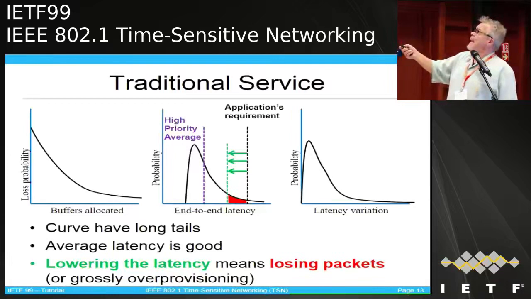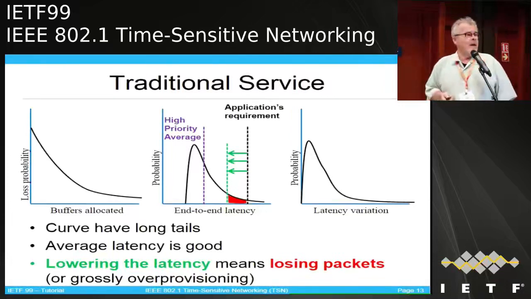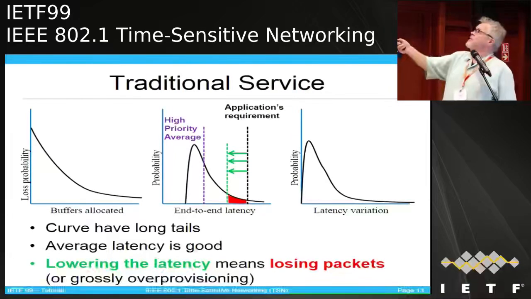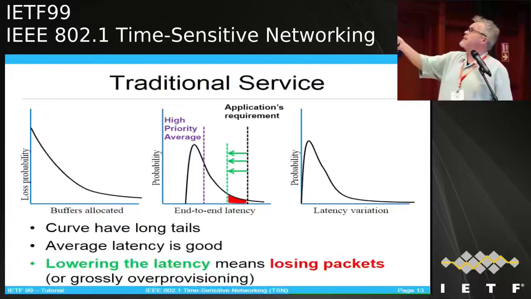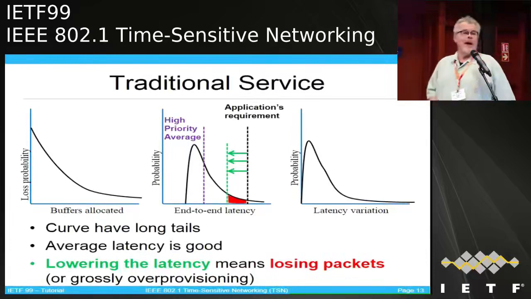So if I'm trying to engineer my network and I say, this is pretty good, but this is my cutoff. I don't want anything to take any longer than that to get end to end. This is the worst end-to-end latency I can accept. If I push that in from a higher number, that means I have to drop packets. That's what we don't want to do.